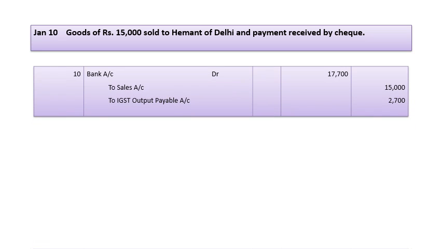Bank account debit, as amount is received in check 17,700, and GST amount is included in this amount. To sales account 15,000, to IGST output payable account 2,700. So this is the entry. Now IGST output payable. So here the liability of IGST is on Arvind Bhai, and that amount is to be deposited by Arvind Bhai to the department.